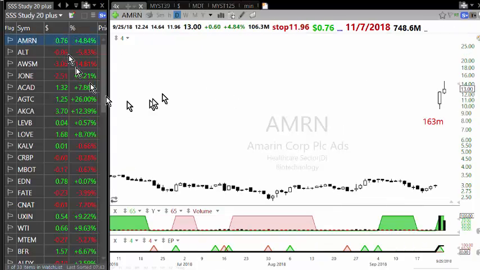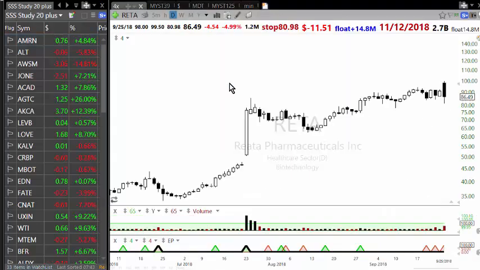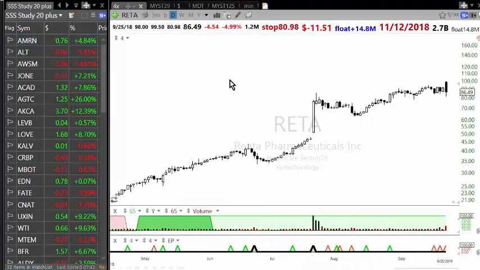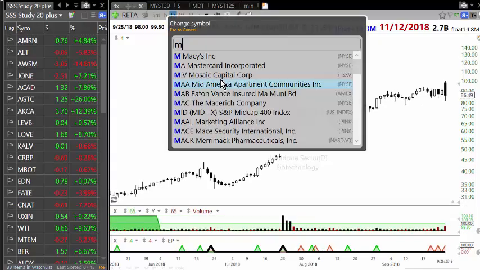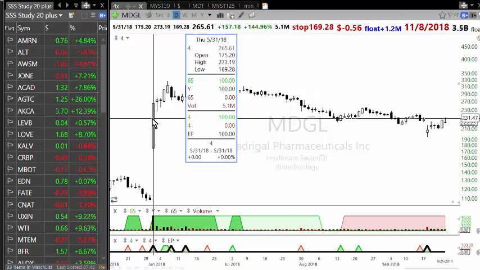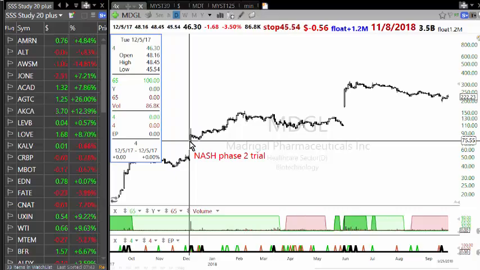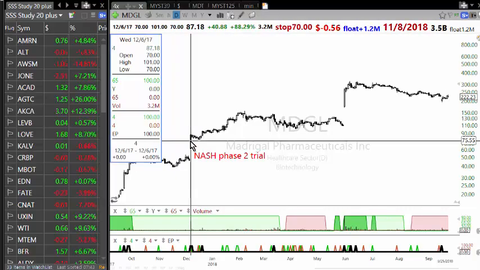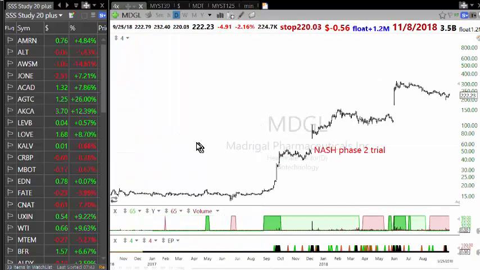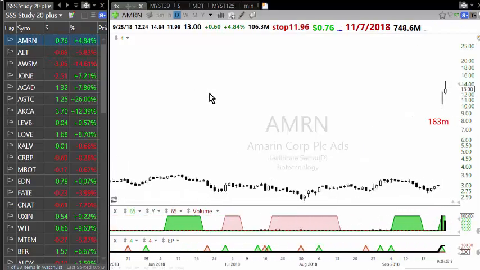So this is very common in these kind of moves, and you can see a lot of these moves in biotechnology stocks. If I can remember, I think Reta doesn't have that, but MDGL will have it. Okay, so this is a 144% move. And here also it was some 88% move. This is very common in biotech. So these kind of moves will be very common in biotech.